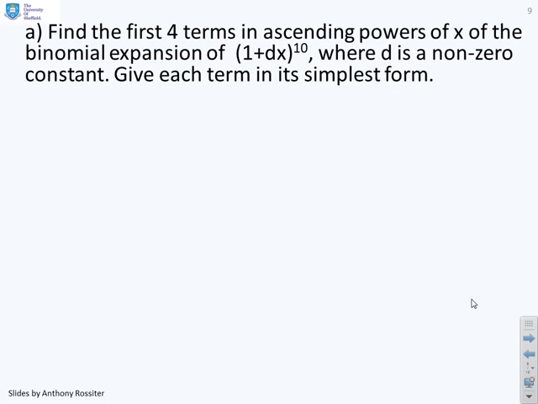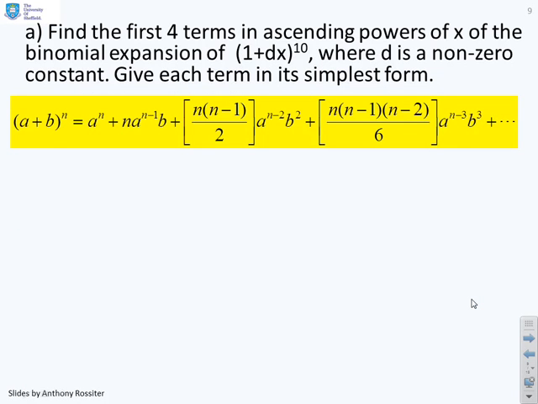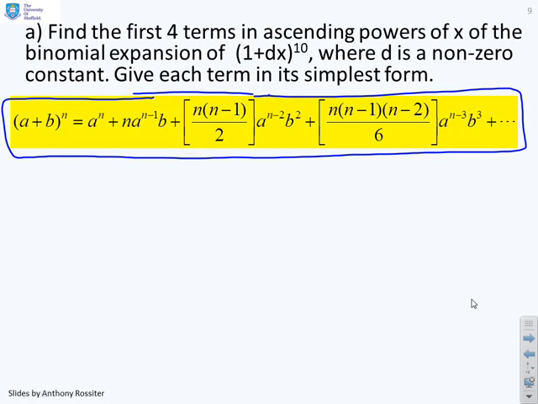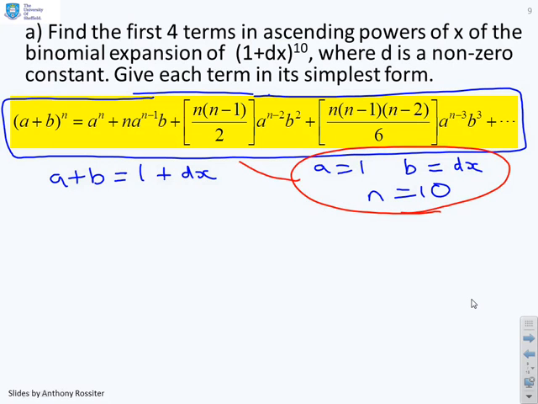So this is just find the first 4 terms, and what we're going to do is say this is a binomial expansion question, so let me write down my general expression for a binomial expansion. There, I've done it. So now I can write down clearly that a plus b equals 1 plus dx, which tells me that a equals 1 and b equals dx. And clearly in this case n equals 10. So now all I need to do is substitute these 3 numbers directly into this formula.